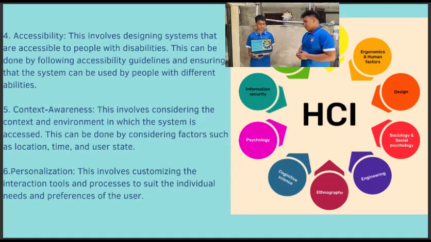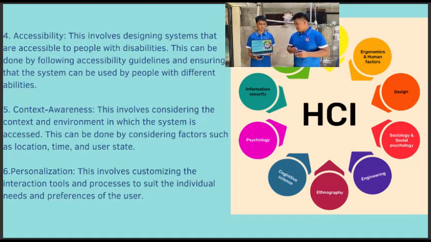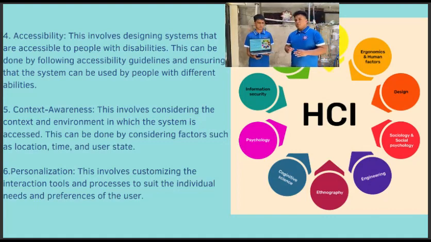So number 5, context awareness. This involves considering the context and environment in which the system is accessed. This can be done by considering factors such as location, time, and user state. So context awareness involves the context and environment of your system, where it is located, and availability in terms of time.